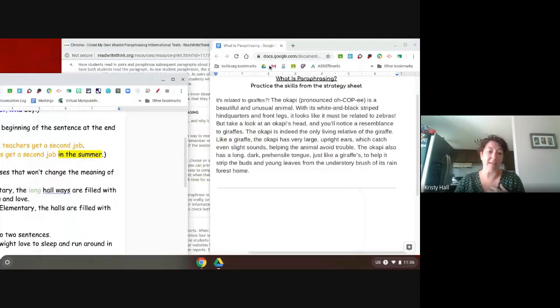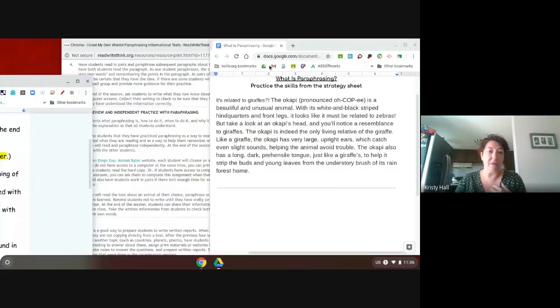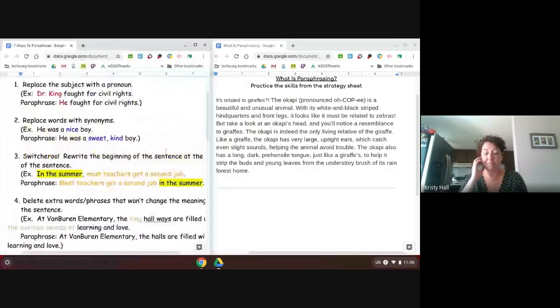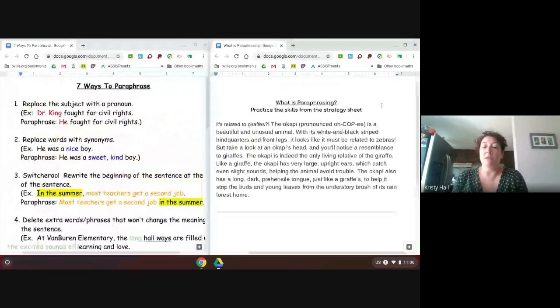So we're going to try some of these out with this article that I have here about okapi, okay? So I'm going to read through the paragraph first, and then we're going to work together to use some of the strategies you see to paraphrase the paragraph. So let's read it first.